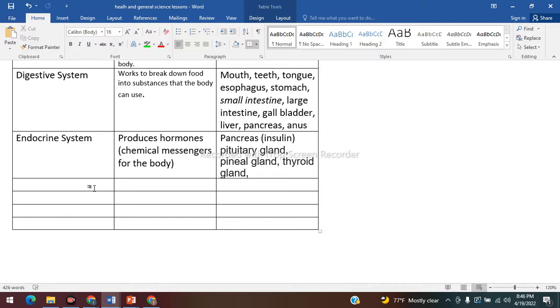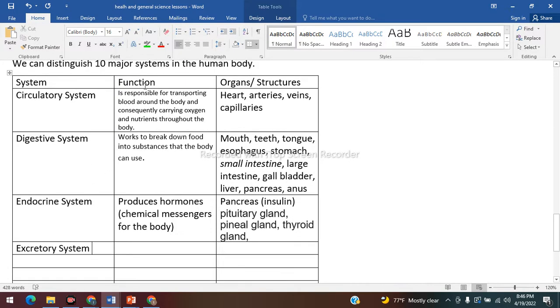The next system is the excretory system. Are we doing more tonight? Yeah, we're doing more. We gotta continue with the 10 major systems.